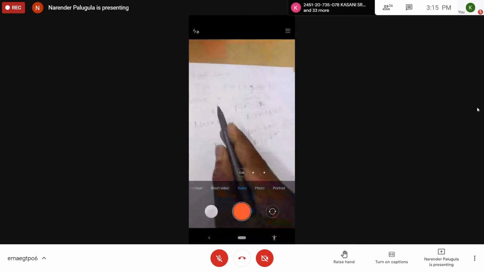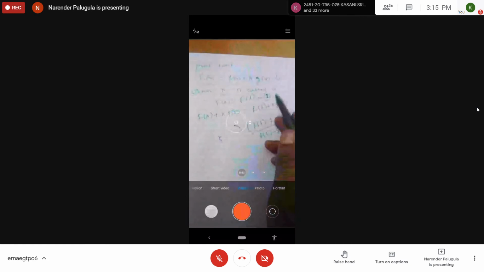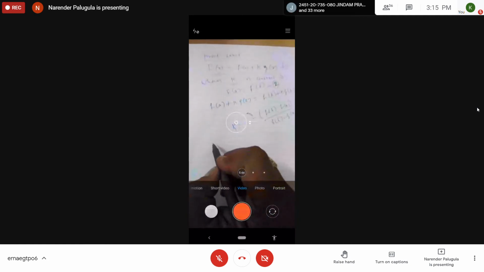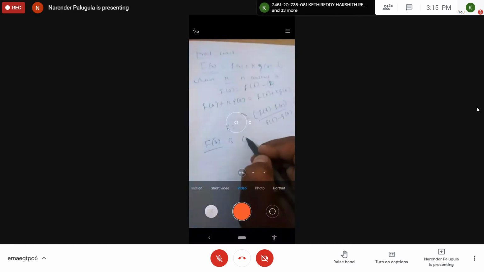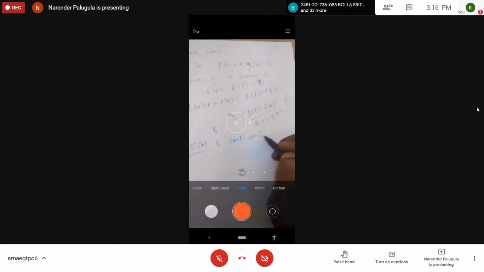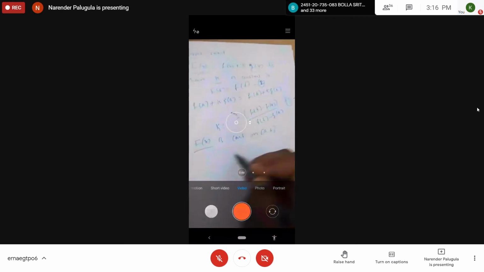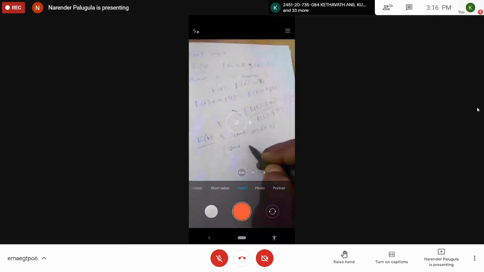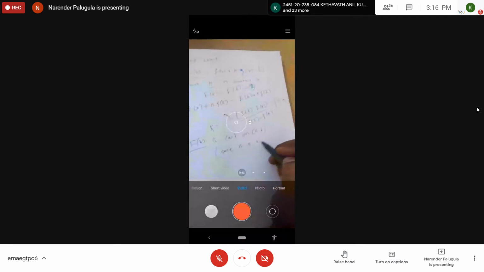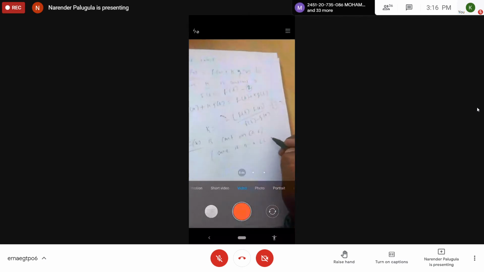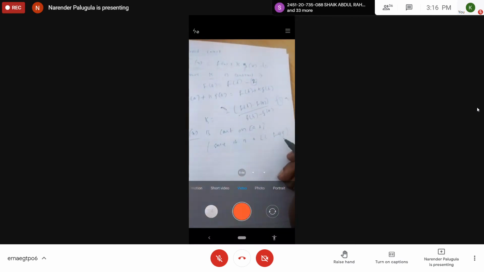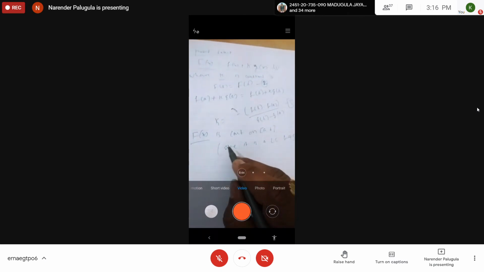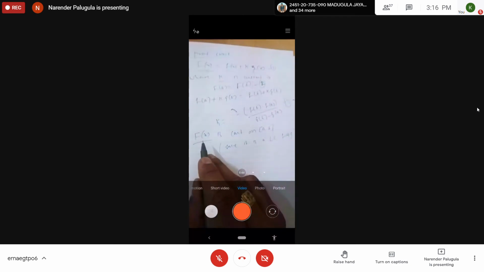Okay. Capital F of x is equal to small f of x plus k into g of x. Now let us discuss the nature of capital F of x. Capital F of x is continuous on [a, b] since it is a linear combination of f and g. If f and g are continuous, then their linear combination is also continuous. Since capital F is the linear combination of f and g, capital F is also continuous.